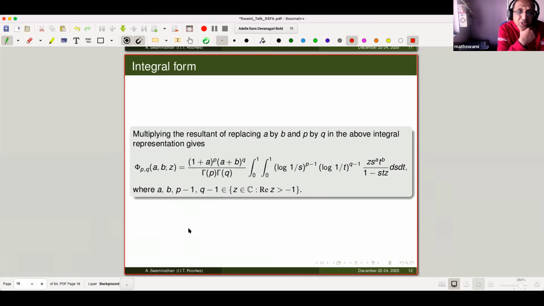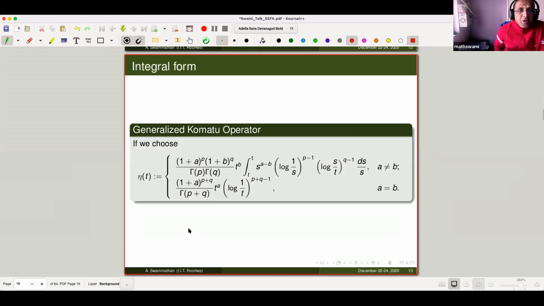And please note that for getting this integral representation, some adjustment or compromise should be made on the parameters. So all these parameters a, b, p minus 1 and q minus 1 should be complex numbers whose real parts are greater than minus 1. Only this one condition is required for making this particular integral representation. So of course, from this integral representation, we write it as a generalized Komatsu operator, where when a is not equal to b, we have this particular format.